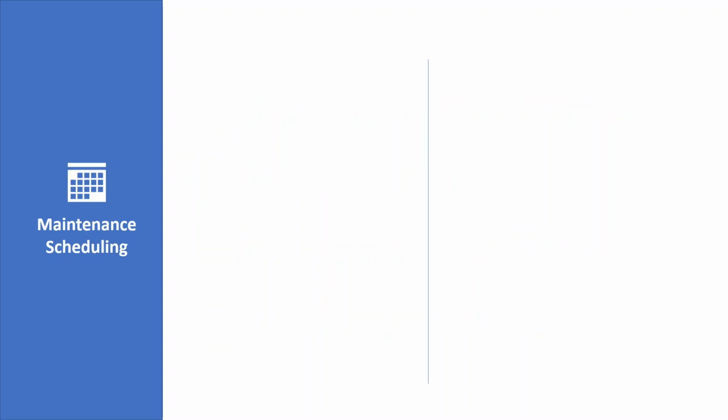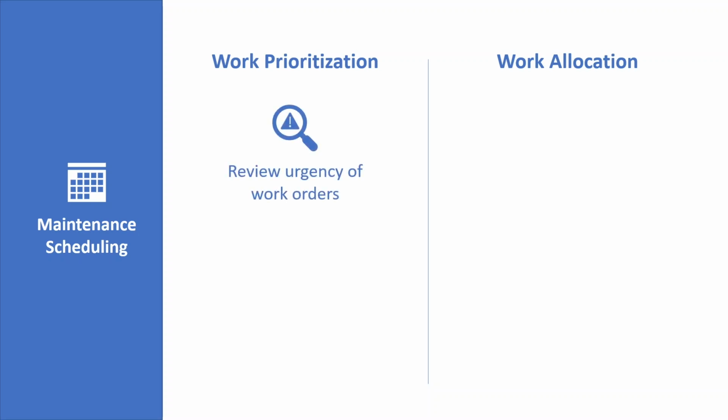Maintenance scheduling is all about two things: work prioritization and work allocation. Work prioritization is about reviewing the urgency of work orders and deciding which work orders are the most important for the plant. There are many concepts, tools, and techniques associated with work prioritization, which we will discuss in upcoming lectures.